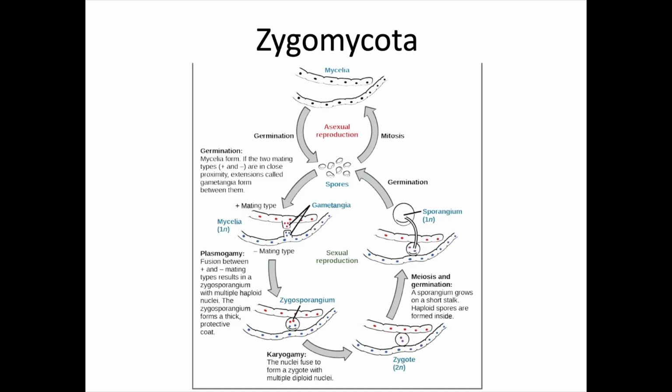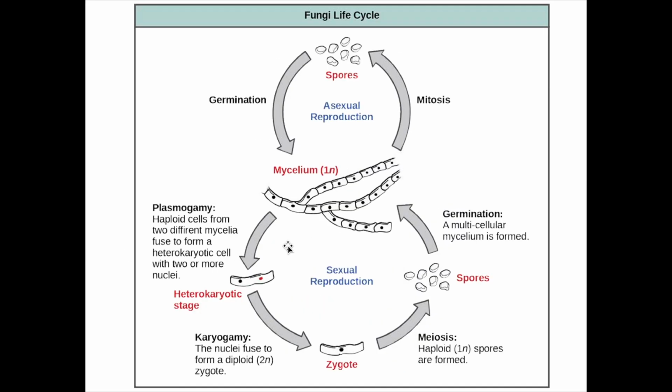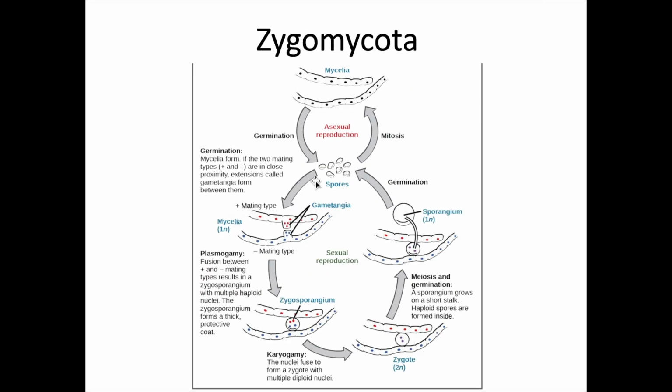So, okay, I told you this was coming. This is a slight variation on that sort of generic life cycle that we looked at before. I'm not gonna go through all of the steps here again. I really just want to point out the part where this deviates from the norm. So we've got asexual reproduction, that's normal. We've got positive and negative mating types, haploid mycelia, fusing together.